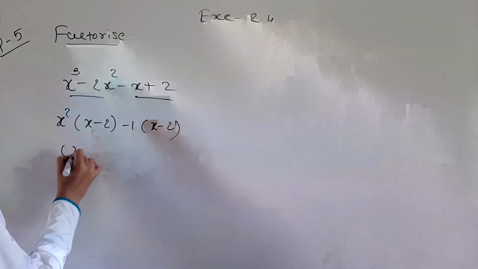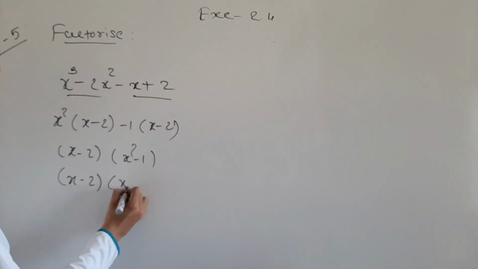So here x is common, so x minus 2 will remain; minus 1 is common, x minus 2 will remain. x minus 2 into x square minus 1, that is x minus 2, x plus 1, x minus 1. Okay, so this is your answer.